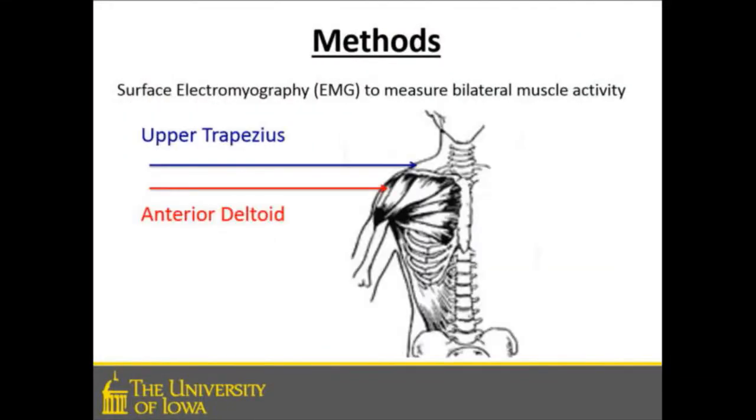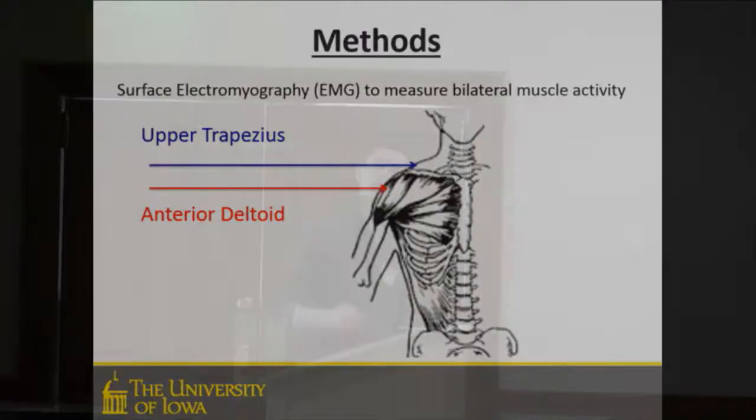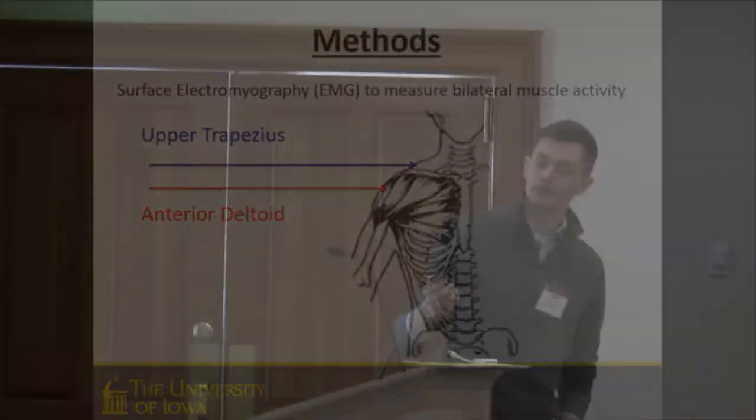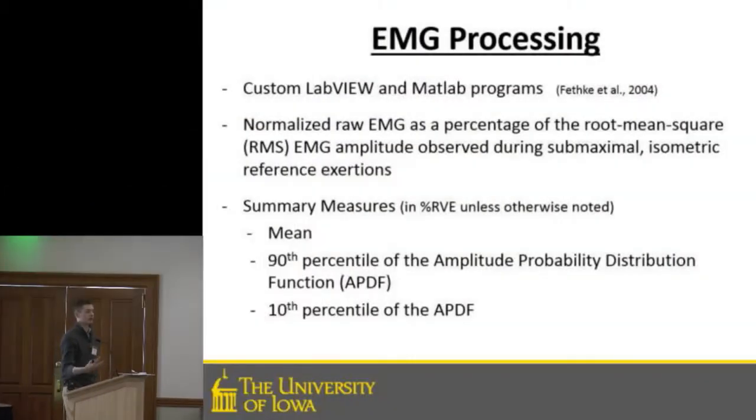As I mentioned, we used surface electromyography to measure bilateral muscle activity. And specifically, we focused on the upper trapezius and the anterior deltoid muscles. We processed this data using some custom LabVIEW and MATLAB programs that we've developed at the University of Iowa.